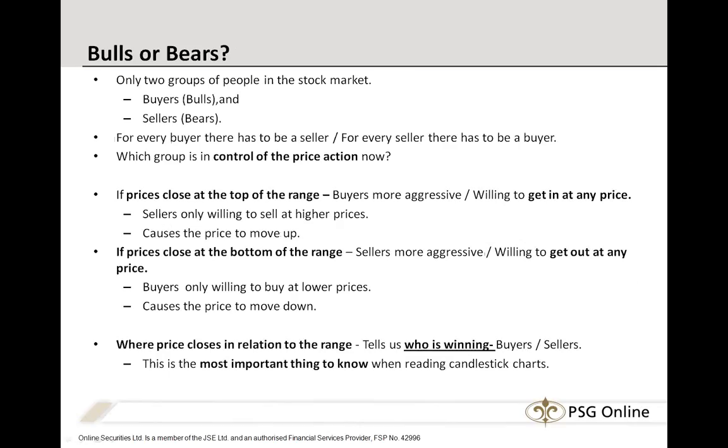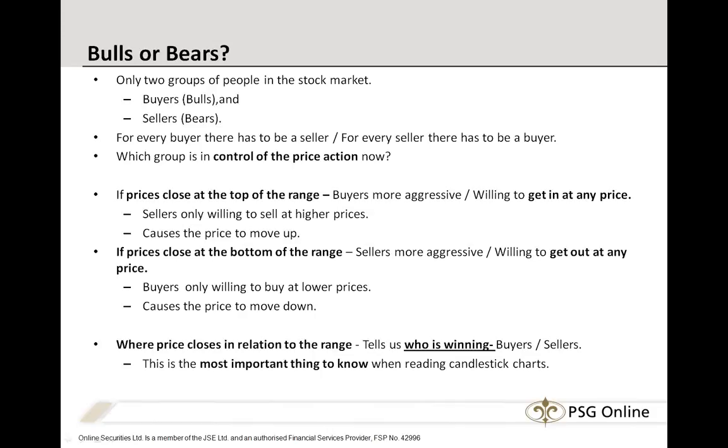So just go one step further. As I say, we talk about buyers and sellers, but also just think about the psychology behind it. Is it more bullish or more bearish? There's always two groups of people in the market: buyers and sellers. Obviously the buyers are the bulls and the sellers are the bears. There has to be a willing buyer and a willing seller to make a market. So always ask yourself this question: which group is in control of the share price right now?